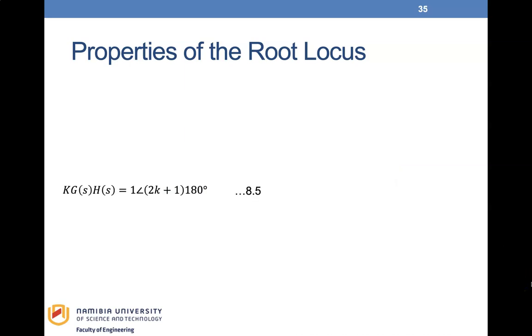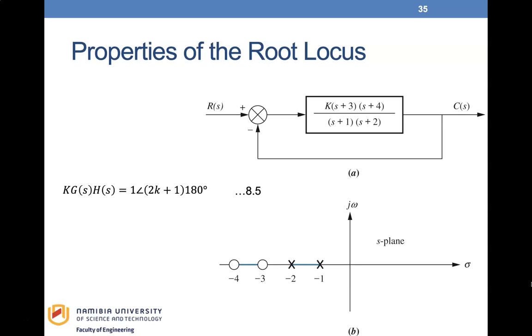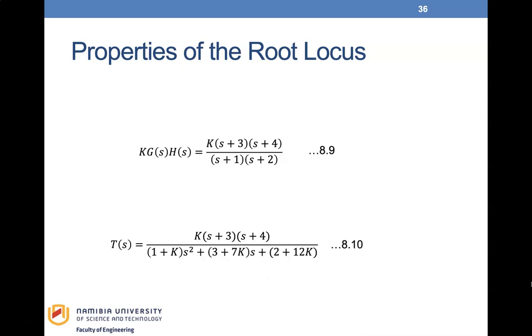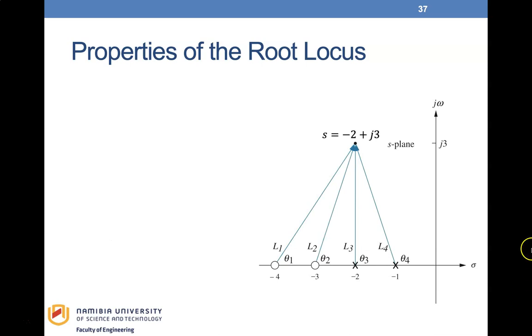The angle condition, equation 8.5, is better visualized graphically. Let us apply the complex number concept we reviewed in the last lecture to the root locus of this block diagram. You can see that the open loop transfer function of this system is given by equation 8.9, and the closed loop transfer function T(s) is given by equation 8.10. If point s is a closed-loop system pole for some value of gain k, then s must fulfill the condition of equations 8.6 and 8.7. These are the magnitude condition and the angle condition, respectively.